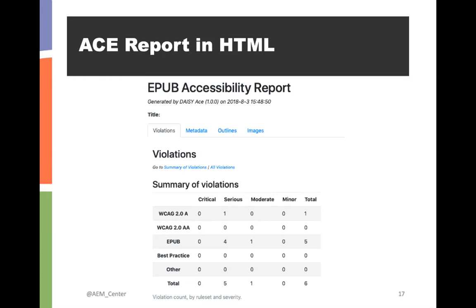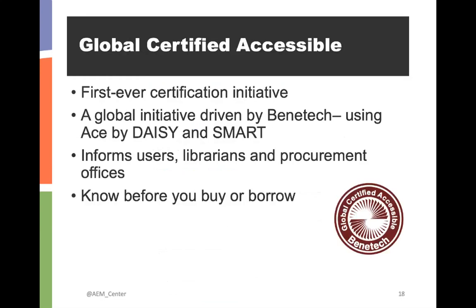Okay, so moving on. So Global Certified Accessible is an initiative in the United States. Benetech is participating in it and is very active. And it's the first time that we've been able to certify content as accessible from a third party. It informs the users, librarians, anybody who's going to purchase content about the accessibility of the publication before they buy.